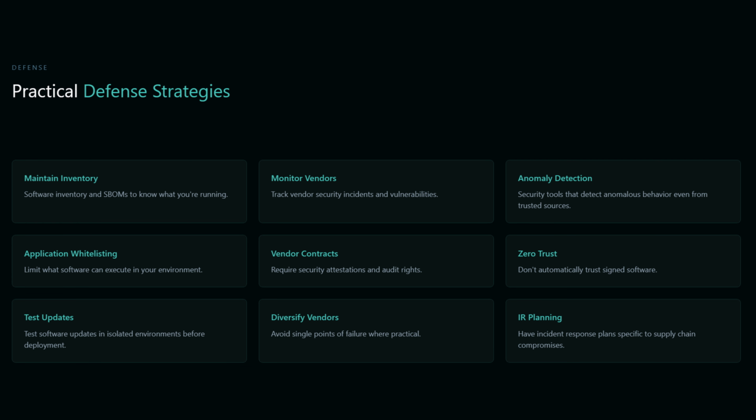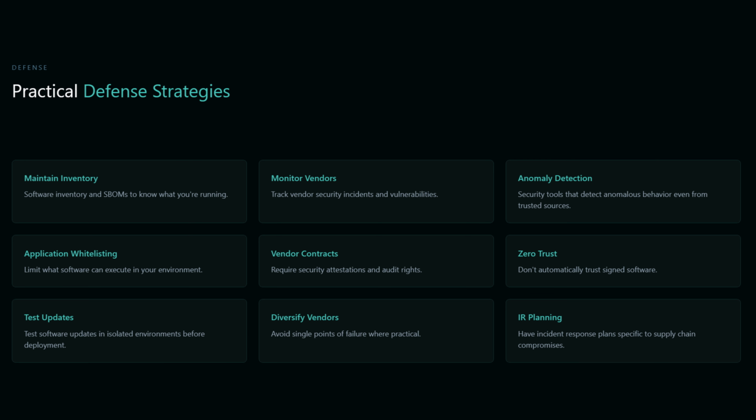Organizations can take steps to reduce software supply chain risk, though perfect prevention is impossible. Maintain software inventory and SBOM, software bill of materials. Monitor vendor security incidents and vulnerabilities. Use security tools that detect anomalous software behavior even from trusted sources. Implement application whitelisting, limiting what software can execute. And require security attestations and audit rights in vendor contracts.